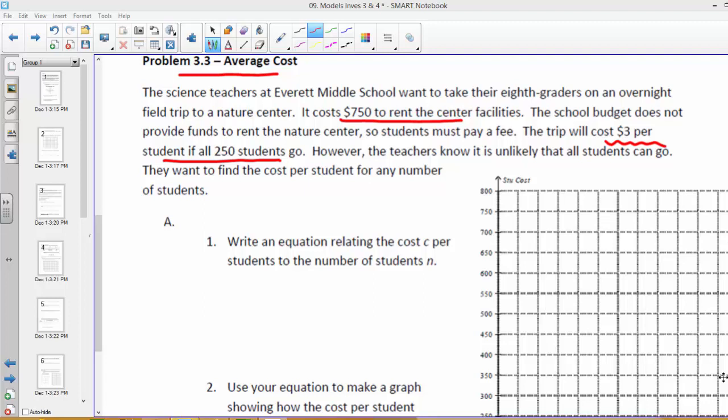So essentially, no matter how many people go, they have to get the $750. So let's think about this for a moment. If we make a little table. If one student goes, very unlikely, very weird, but it is part of our data, they would pay the whole $750. Now, do you think it's going to be smart to count by ones?